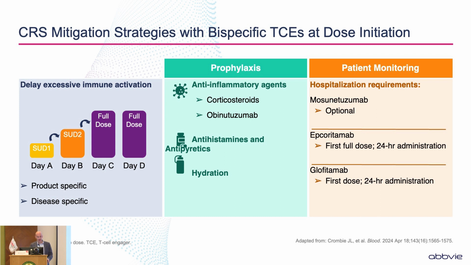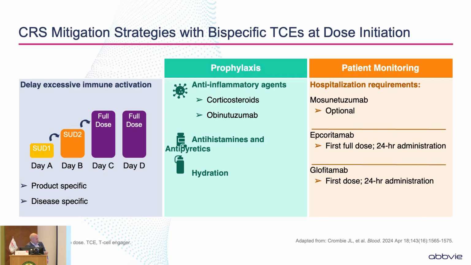They're product-specific and disease-specific, so the different bispecific antibodies do have slightly different dose ramp-ups depending on the disease. For epcoritamab, the mitigation strategy is, first of all, steroid prophylaxis. For those of you in the room who haven't seen the dose optimization data that was presented at ASH, I would strongly recommend using dexamethasone as your steroid prophylaxis in bispecific antibodies, as this does seem to significantly reduce the rate of cytokine release syndrome.